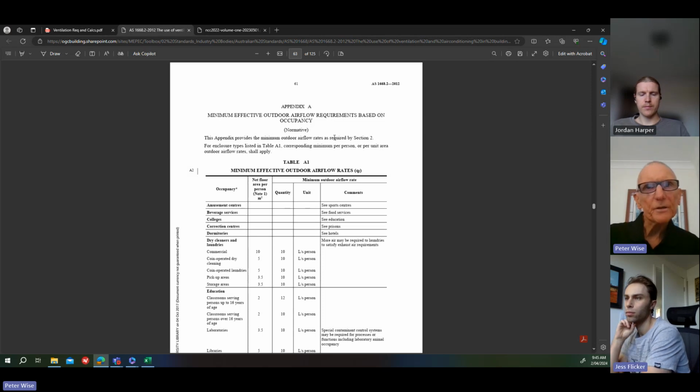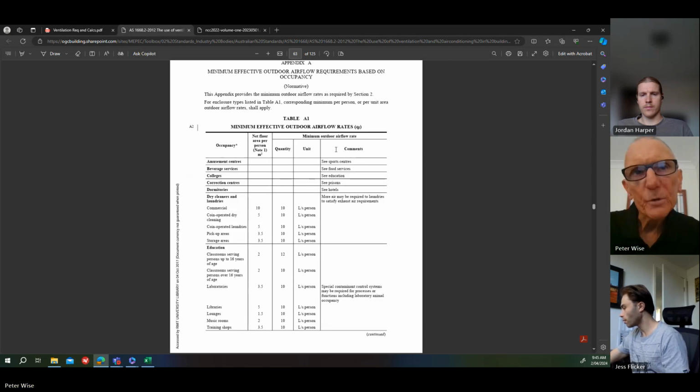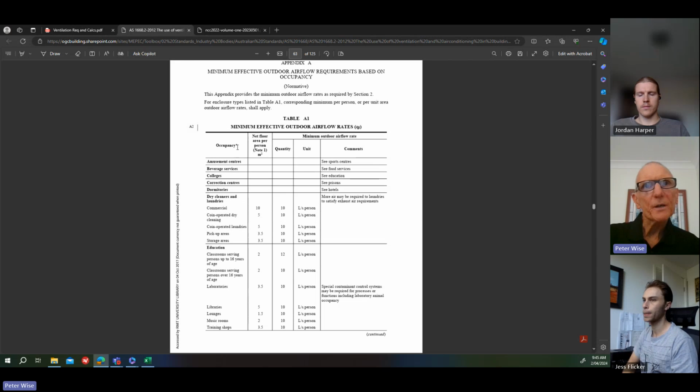Now, bear in mind, there's a lot of text in the relevant sections that talk about this, but this gives you a summary. And when you start doing design, you'll go to these appendices quite a lot to look up whatever type of building you're working on. So the type of occupancy, net floor area per person is one option if you don't know how many people there are in the space. Or quantity is the outdoor air flow rate per person, and that's the unit.